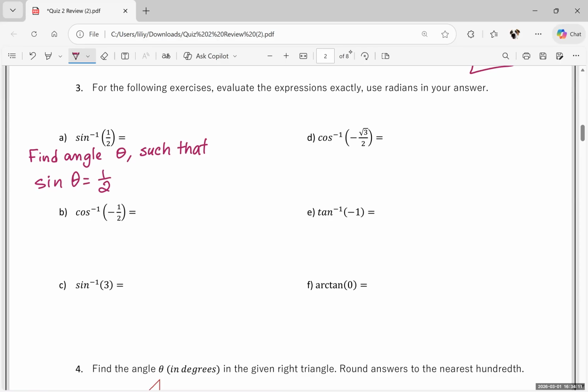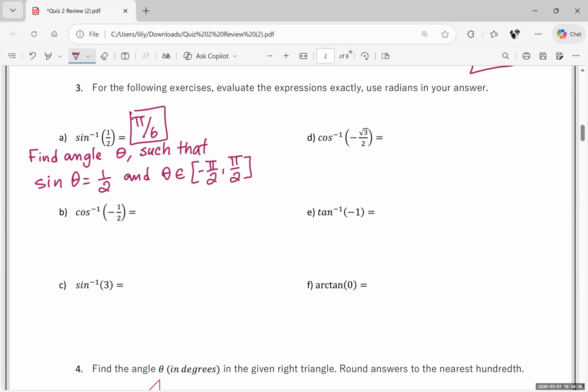And remember, there is a restriction on this. And theta is in the interval from -π/2 to π/2. Okay, well, sine of theta is 1/2 for π/6. π/6 is in that interval, so the answer is just π/6 here.